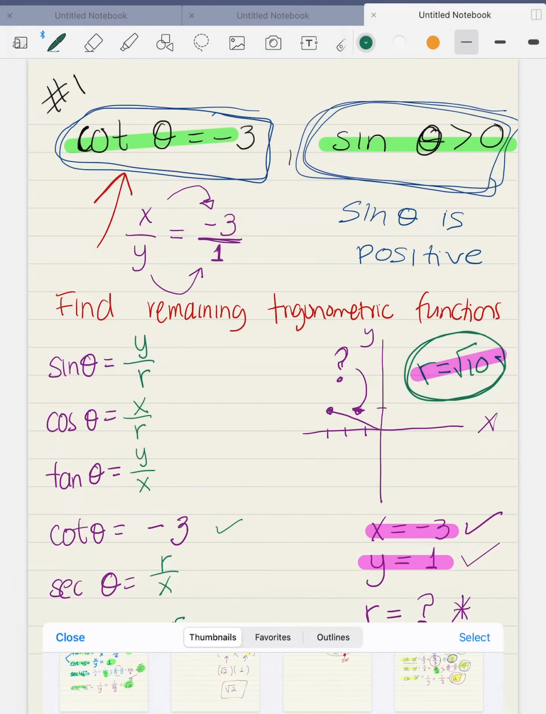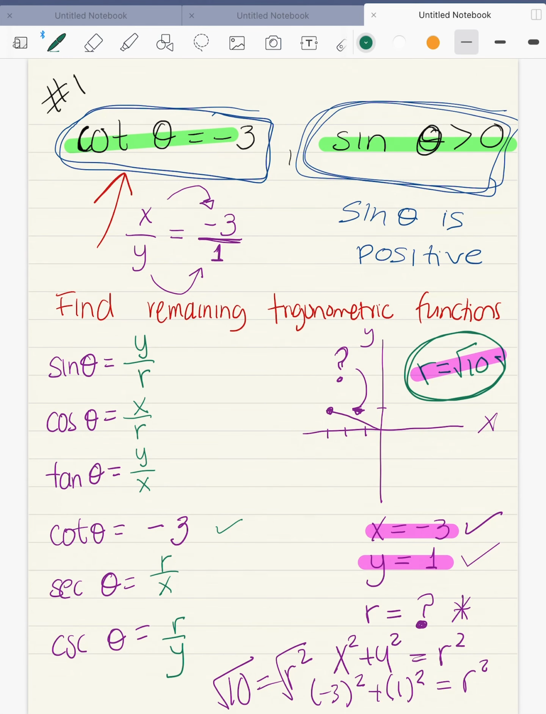So that's why I'm putting that as our answers, or as the setup. So then the only thing that I have to do now is set up or find my answer. So sine is y over r. Y is 1. R is square root of 10.